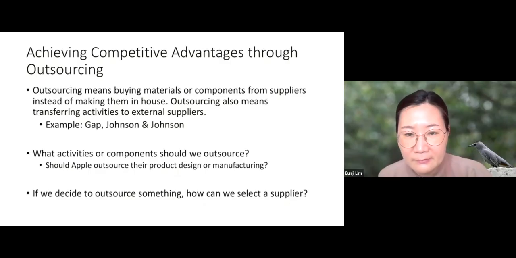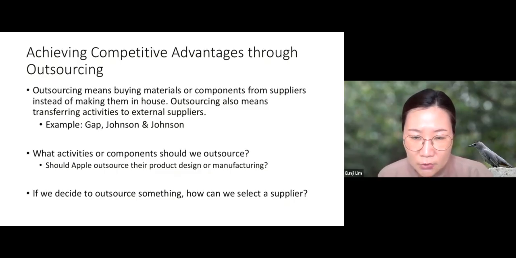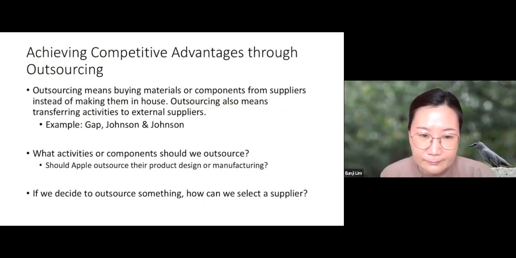Outsourcing means buying materials or components from suppliers instead of making them in-house. And outsourcing also means transferring activities to external suppliers. For example, Gap outsources the production of clothes to other countries, and Johnson & Johnson outsources manufacturing to contractors.